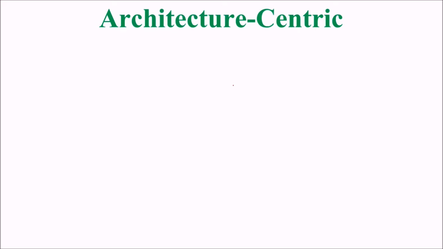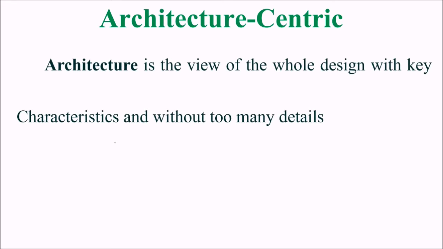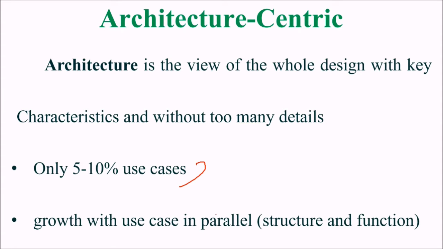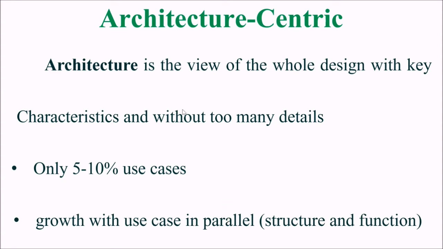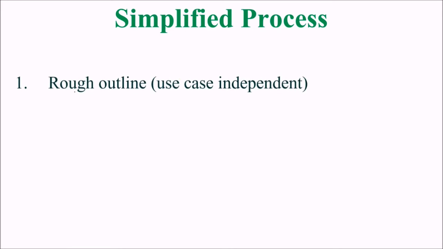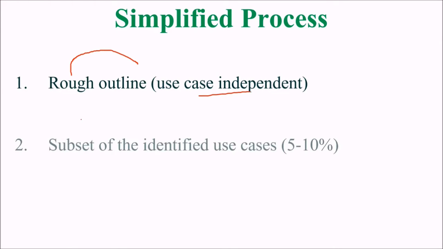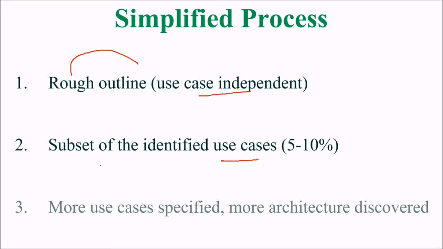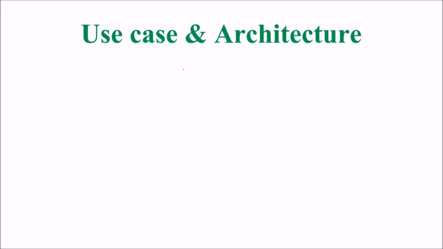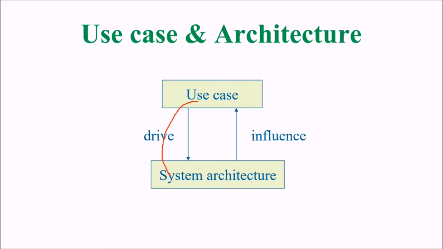And the second thing, as we said, there are three key points, where the first is that it should be use case driven, then comes architecture-centric. That means architecture is a view of the whole design with key characteristics and without too many details. So only 5 to 10% of use cases are identified, and the architecture grows with the use cases in parallel, according to structure and function. In the simplified process, we have a rough outline that is use case independent. Then a subset of identified use cases, around 5 to 10%, and more use cases are specified and more architecture is discovered. Use case drives the system architecture, and system architecture will influence the use case.